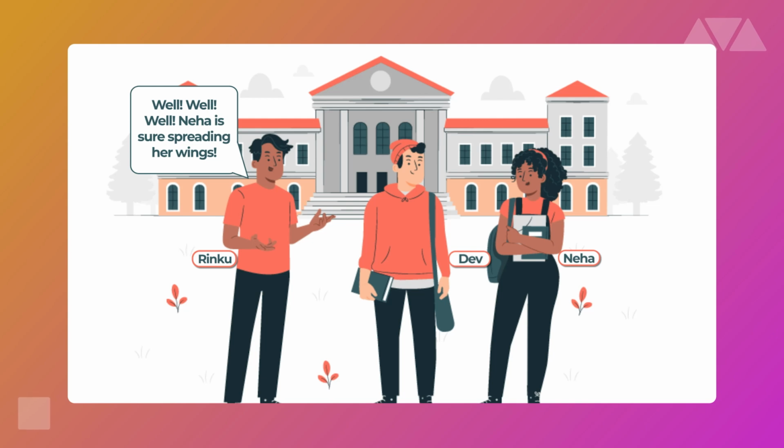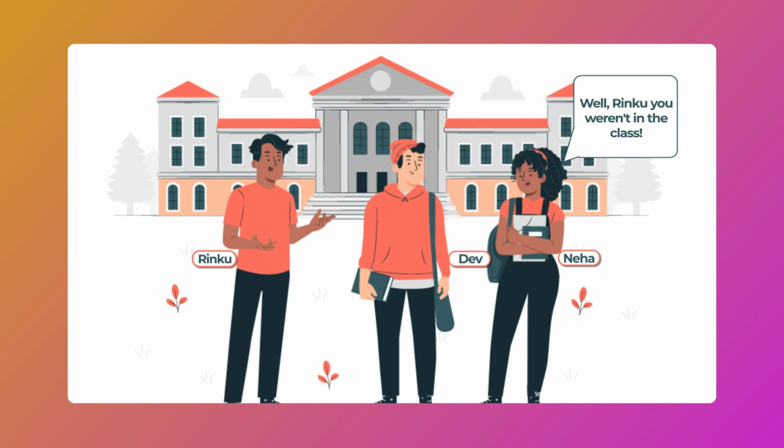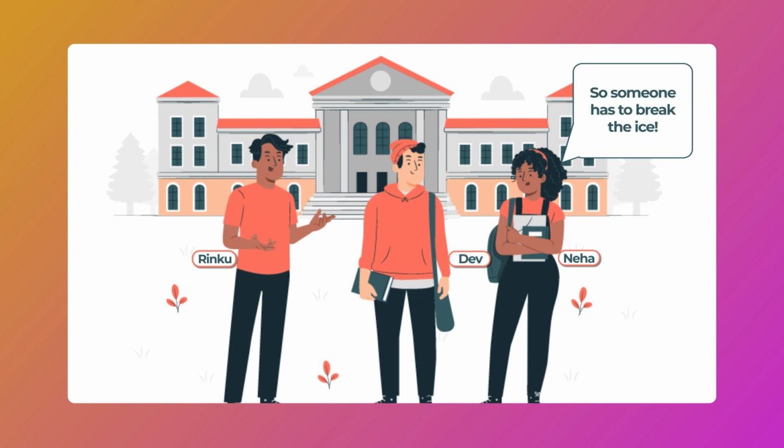Rinku: Well, Neha is sure spreading her wings. I never known her to talk to strangers. Dev: Yes, not so long ago, I was the new one in the class. You didn't take me around or introduce me to friends. Neha: Oh well, Rinku, you weren't in the class. And as usual, the others ignored him completely. So someone had to break the ice.